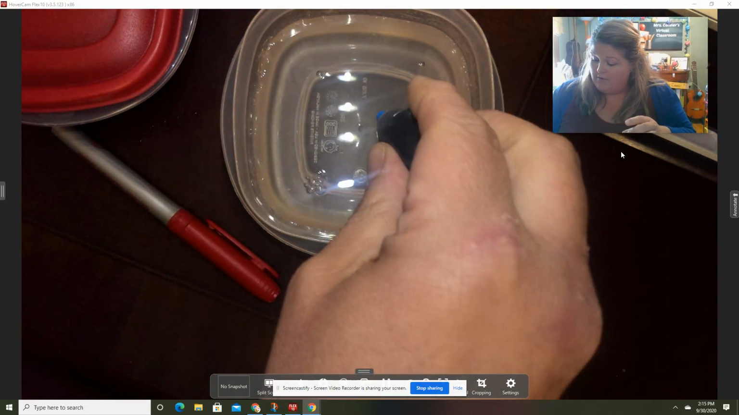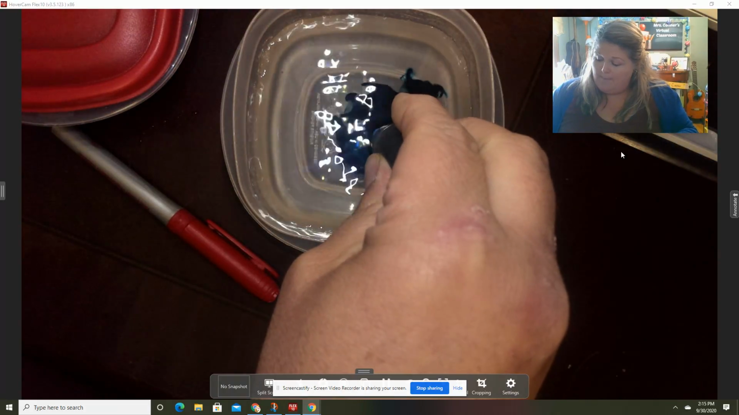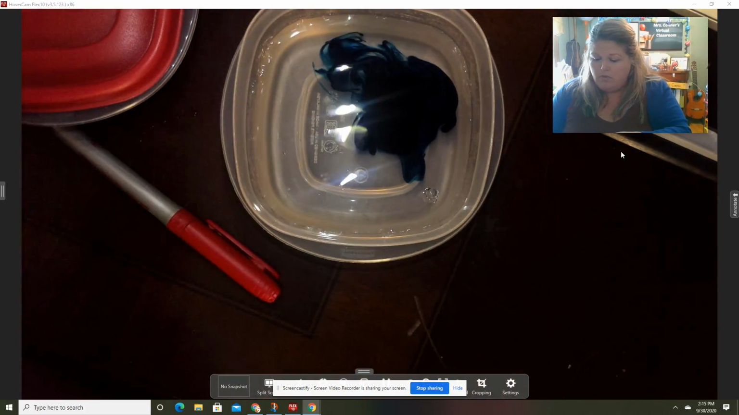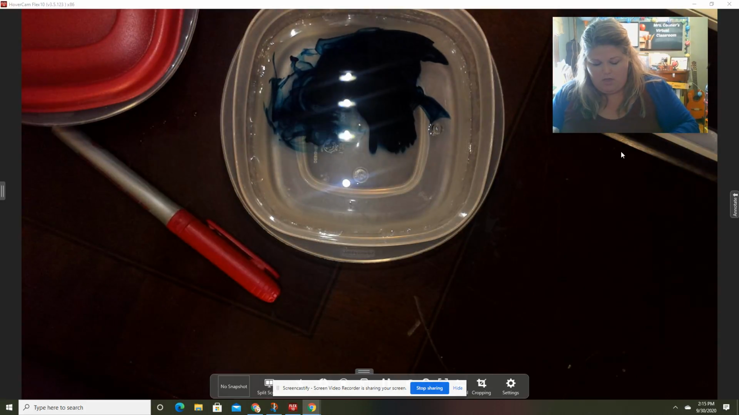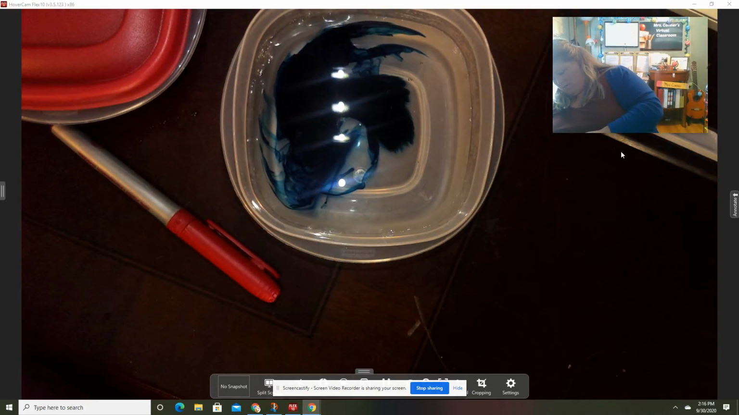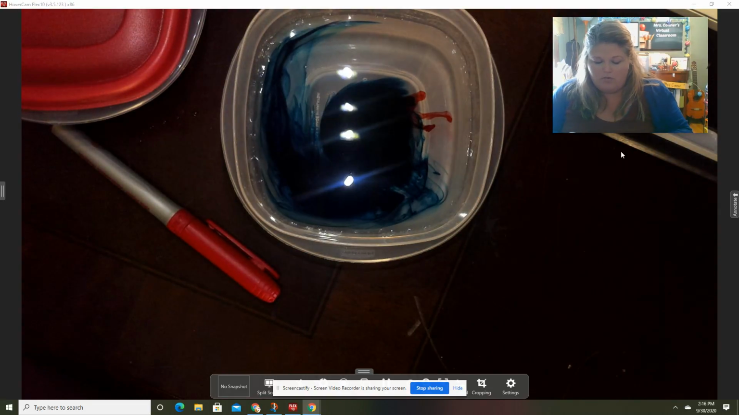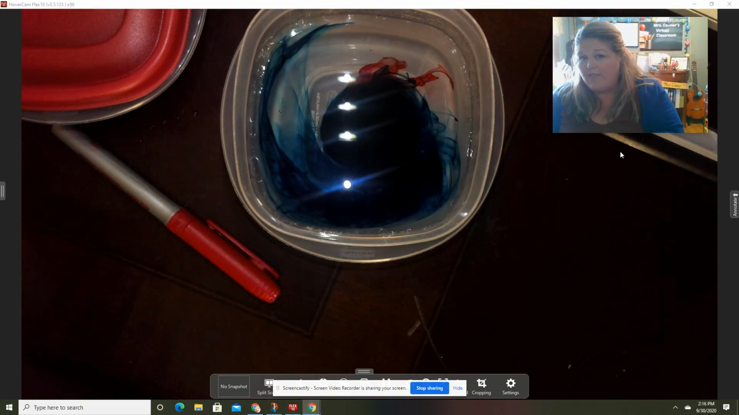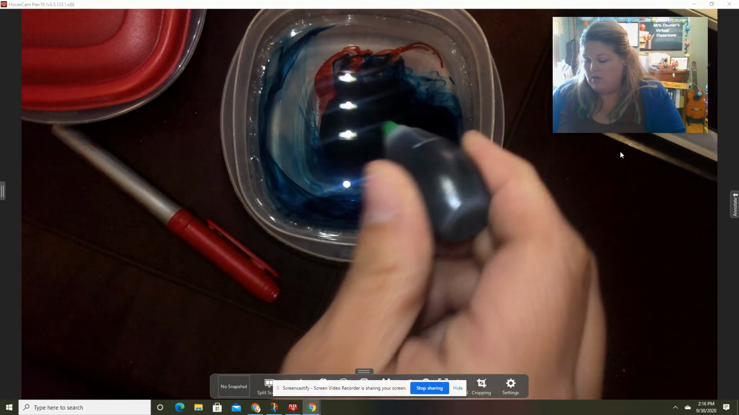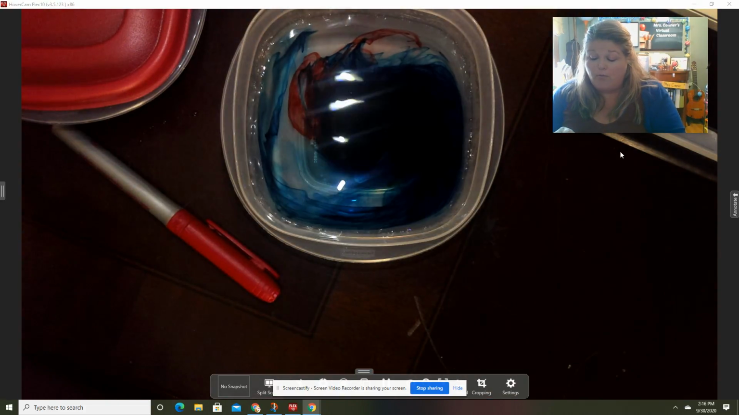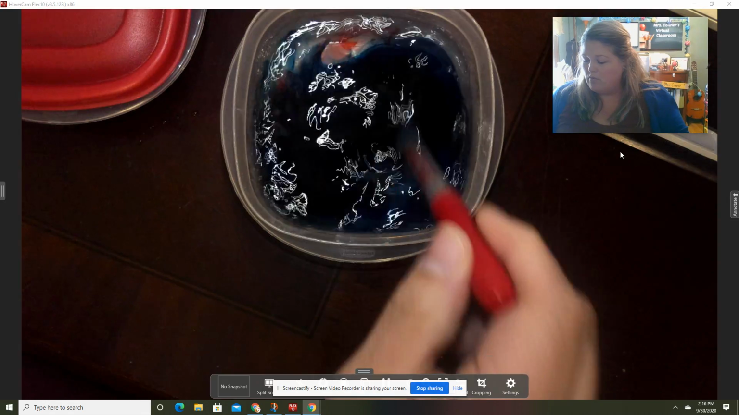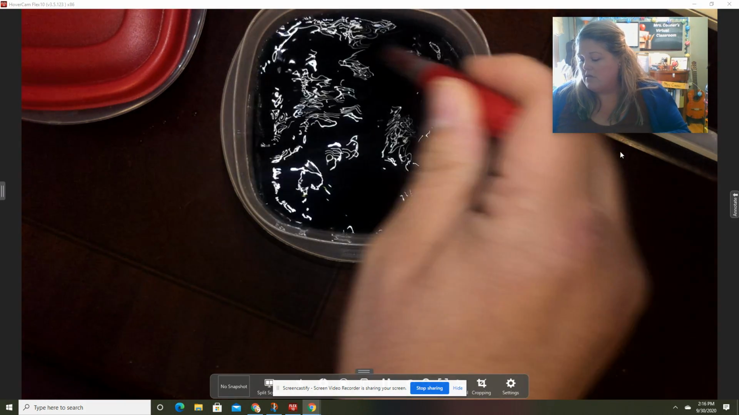That never happens. Okay, so I'm going to add a bunch of blue. And I'm going to add a little bit of red. So just mix it all up. So this just shows you how the light can penetrate through. When I say penetrate, I mean go through. How the light can go through the water.